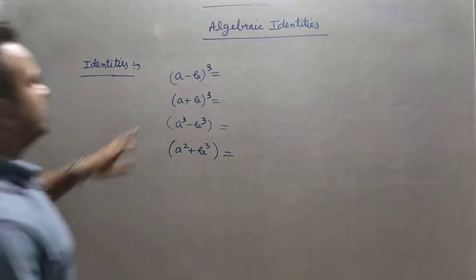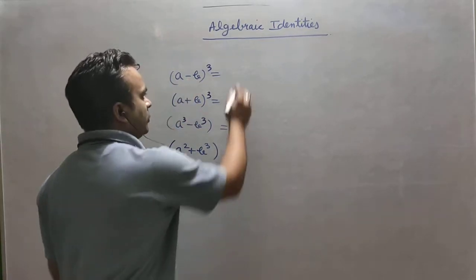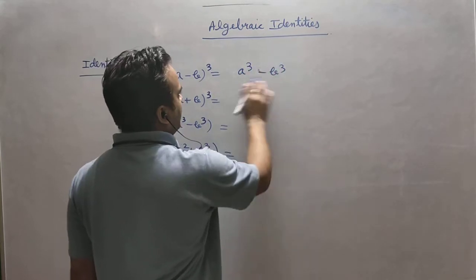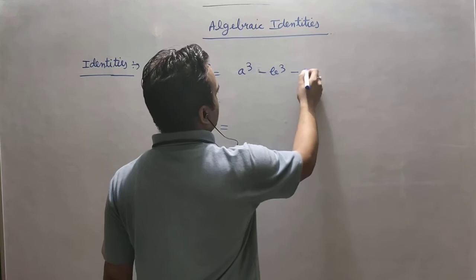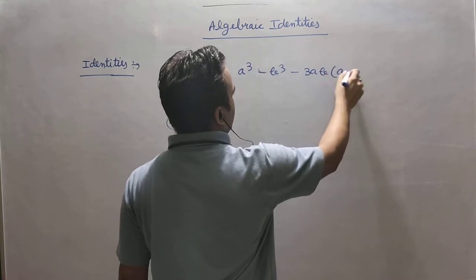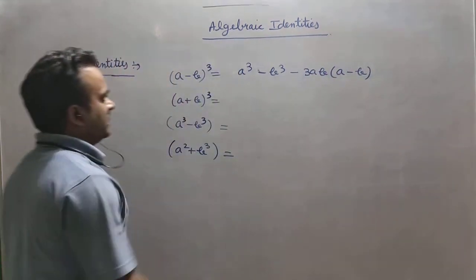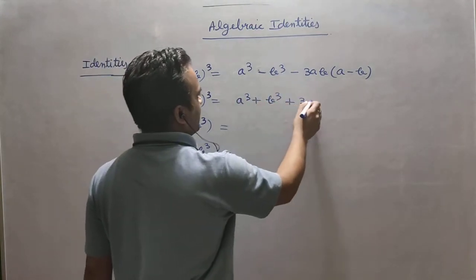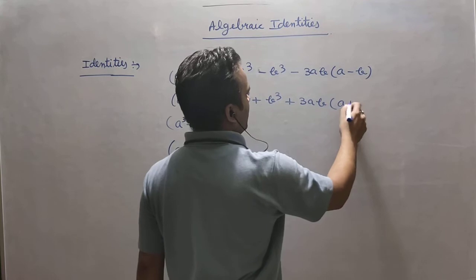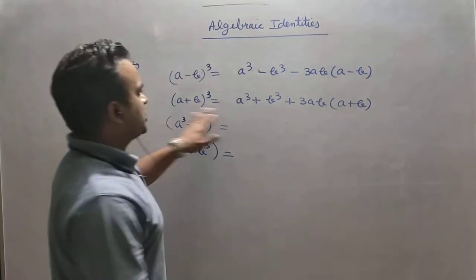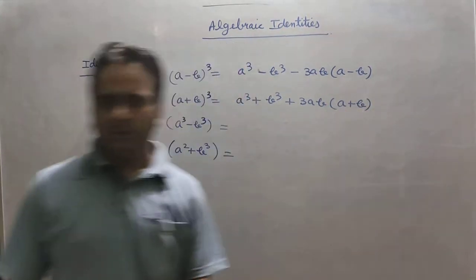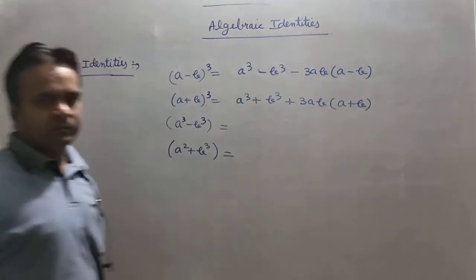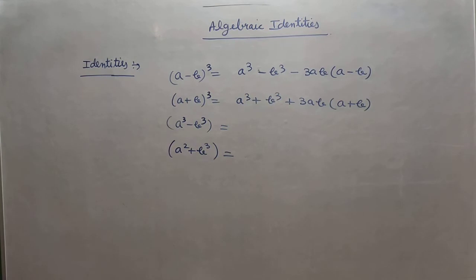In square we were doing the square of both of them. Here also we will do the same thing, a cube minus b cube, but we will put minus, and minus 3ab in bracket (a minus b). In this one we will use a cube plus b cube plus 3ab (a plus b). Now you can see in plus we are using plus with all, but in minus we are using minus with all except a. So you can remember it in this way.